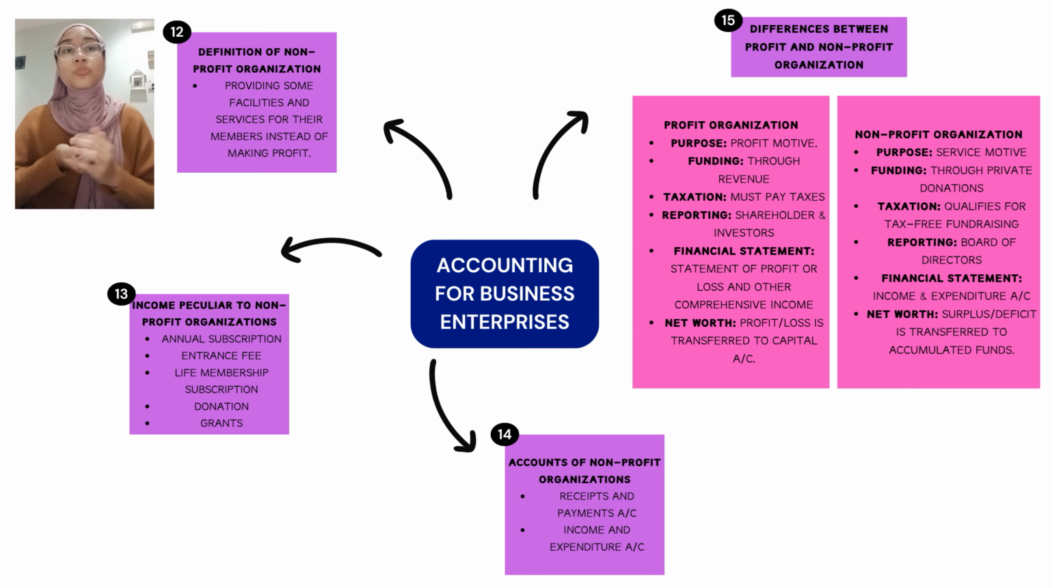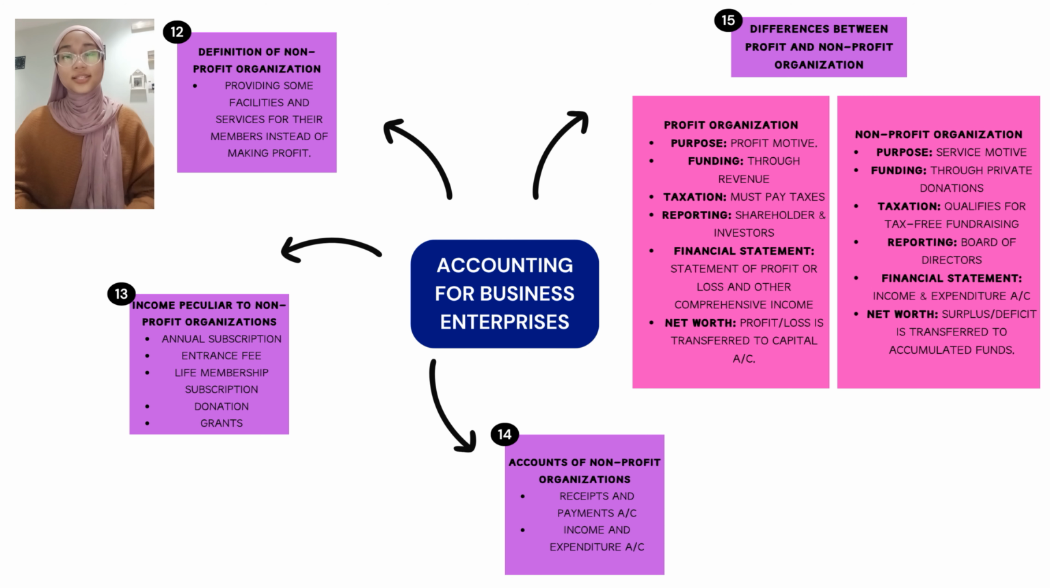For differences between profit and non-profit organizations. Now, let's compare profit organizations and non-profit organizations. Profit organization purpose is making profit. Funding comes from selling products or services. Taxation, they must pay taxes, and for reporting, they report their performance to shareholders and investors. Financial statements: statement of profit or loss and other comprehensive income, statement of financial position, and cash flow statement. Net worth: profit or loss is transferred to the capital account.